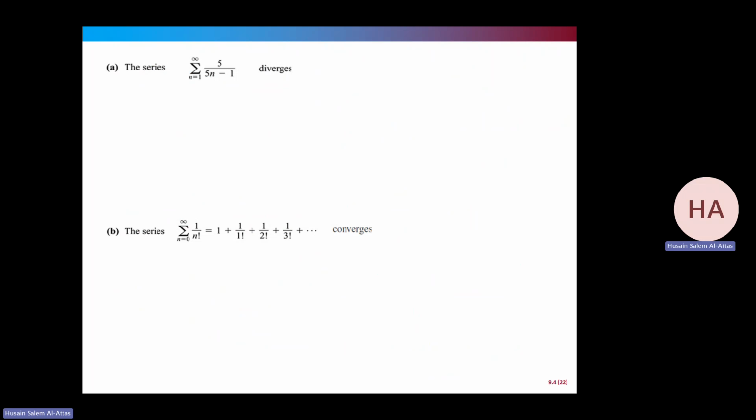Now we'll have this series, 5n minus 1. Yeah, very clear. My comparison series will be what? Yeah, 1 over n. Very clear, it will be 1 over n. So this is my bn, and my an is 5 over 5n minus 1. I know this diverges, harmonic series.